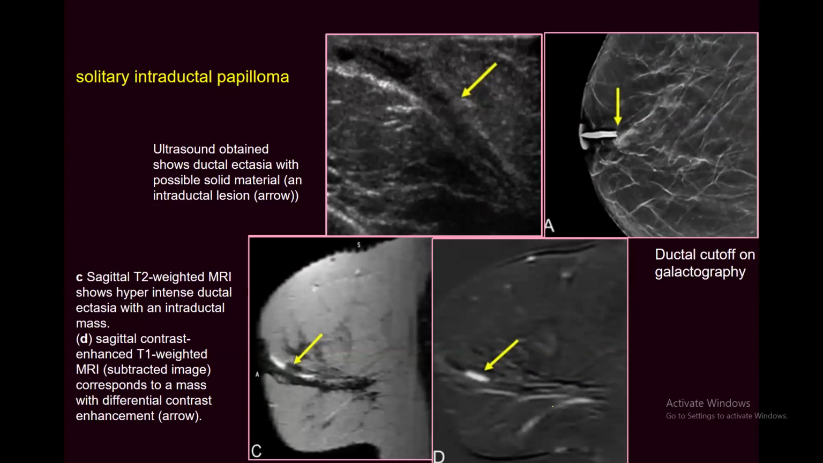Okay. Other options we can do: we can proceed to galactography, especially if the patient has nipple discharge. Okay. This one has an intraductal lesion on ultrasound.